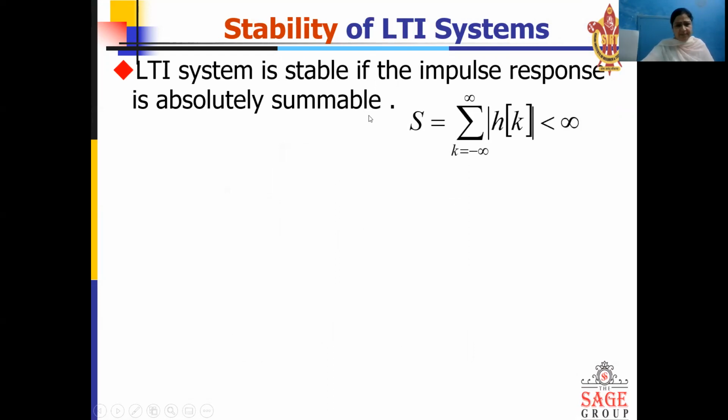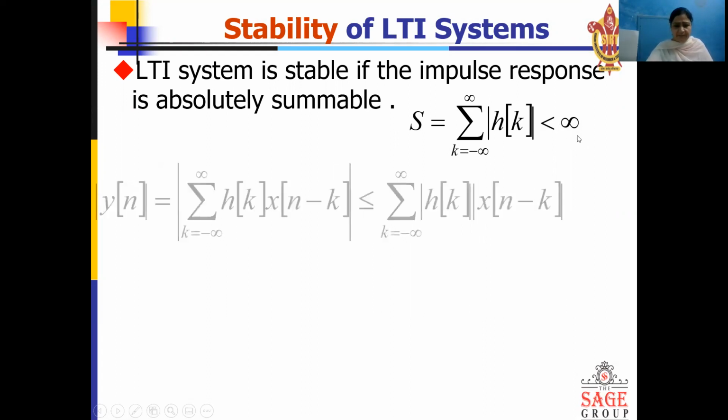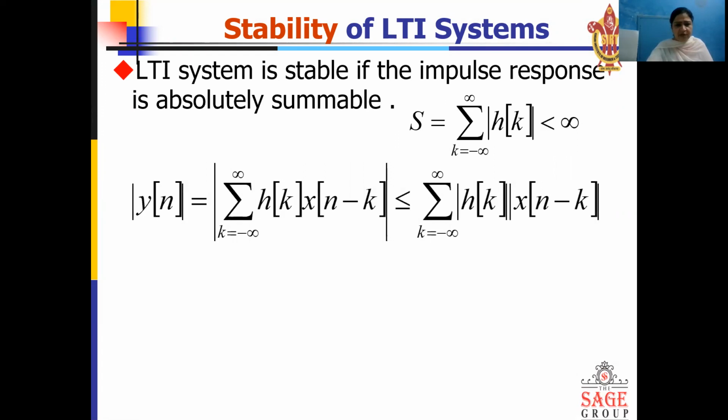Now, an LTI system is stable if the impulse response is absolutely summable. So the stability of the system is defined in terms of the unit impulse response of the system, which is given by summation k equal to minus infinity to infinity of the absolute value of h k, which should be less than infinity. Here the output y n is given by summation k equal to minus infinity to infinity h k x n minus k, which is according to the formula of convolution.